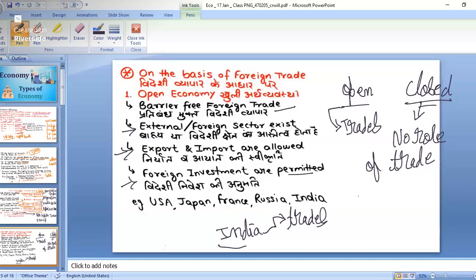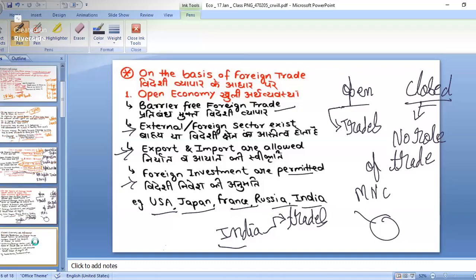Means what? All other countries, MNCs, all those can come to a particular country and invest. In it we have the examples USA, Japan, France, Russia, and India. Various other examples are there. They are the open economy countries. Now we'll see about the closed economy.